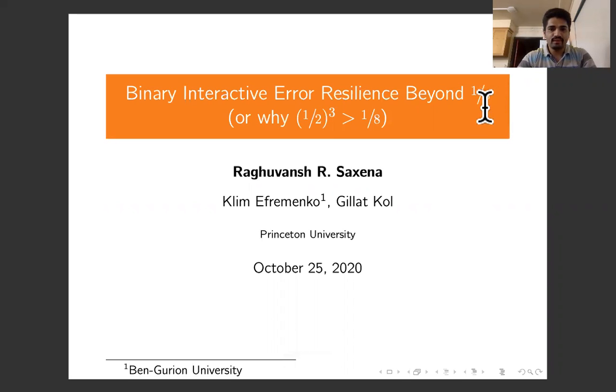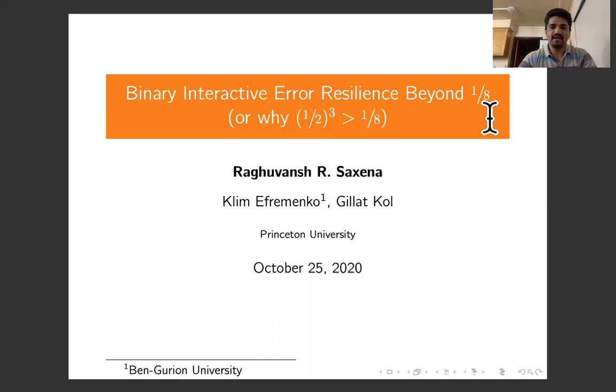Hello everyone. The subject of this talk is error resilience, which you should roughly think of as the amount of noise or errors a system is resilient to. The particular system that we shall be dealing with is the two-party binary interactive channel. I'll define this formally, and I'll show our new result, which states that there is a protocol on the two-party binary interactive channel that can tolerate a fraction of errors strictly larger than 1/8.